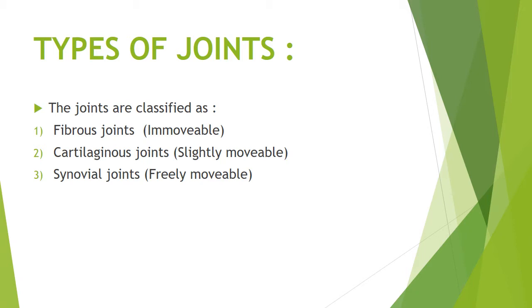Okay students, types of joints. On the basis of composition and mobility, we are going to classify the joints into three main classes. Number one, fibrous joints, which include immovable joints. Number two, cartilaginous joints. Most of the cartilaginous joints are slightly movable joints. And third is synovial joints, which include freely movable joints.